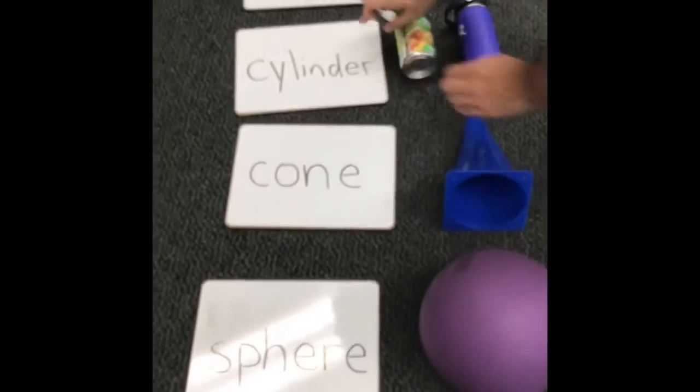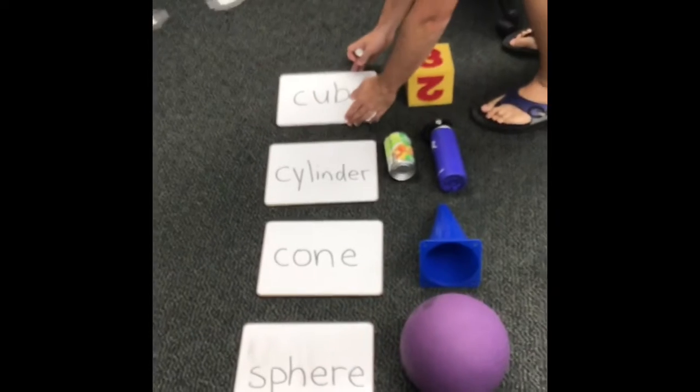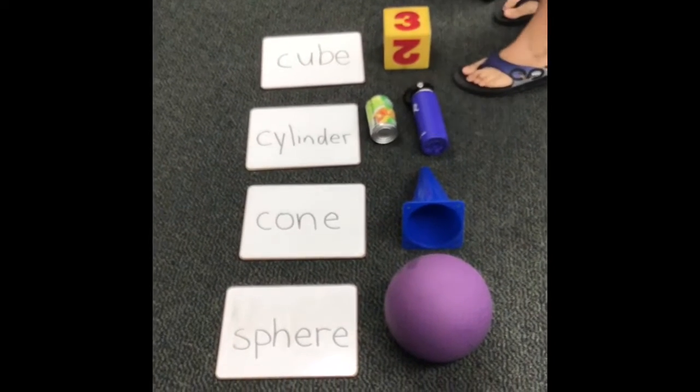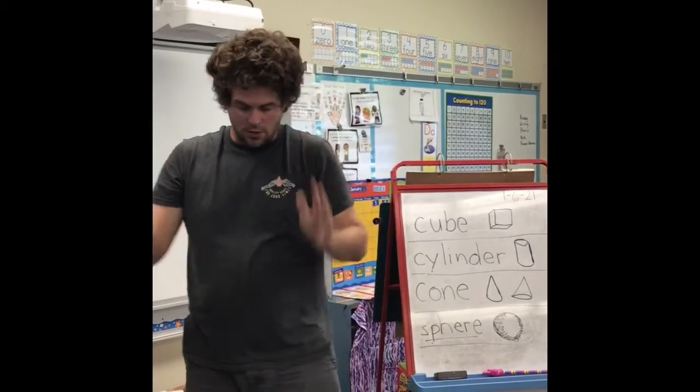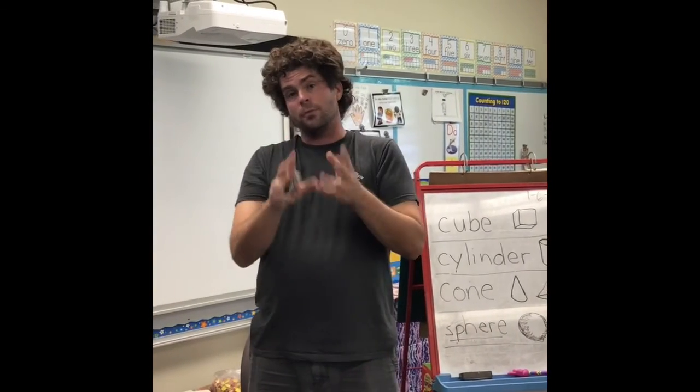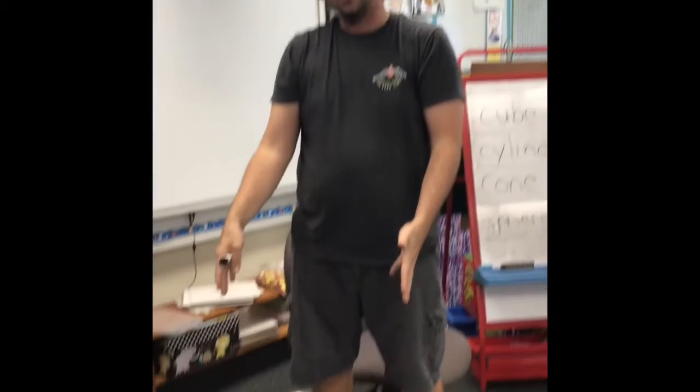We have our cone. We have our cylinders right here, or cans. We have our cubes, which is dice, right there. So what you're going to do is you're going to look at some shapes and you're going to try to figure out what shapes they are. So I'm going to give you guys some time for your parents or you to pause it looking at this picture right here.